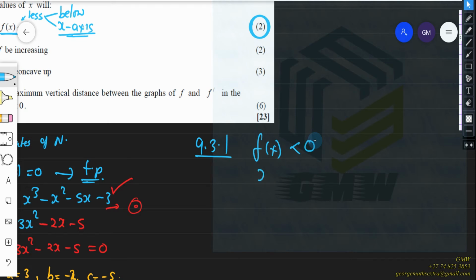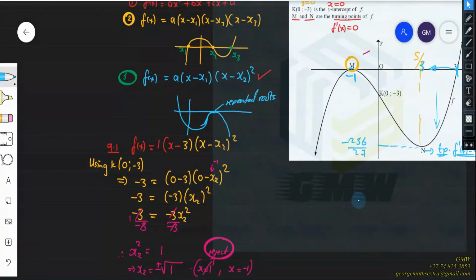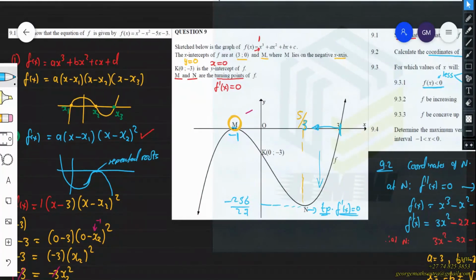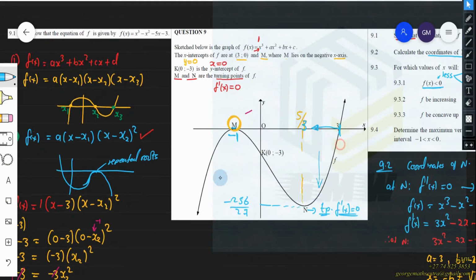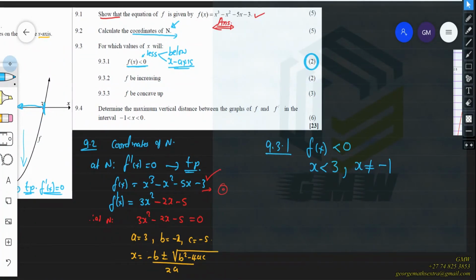We can say the function is below the x-axis for every value that is less than 3, but it must not be equal to -1. The value that we got is our x2 here, at this point. So by so doing, we have also answered this question for 2 marks.